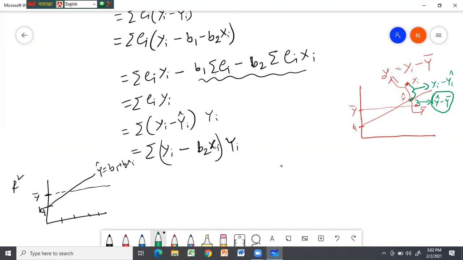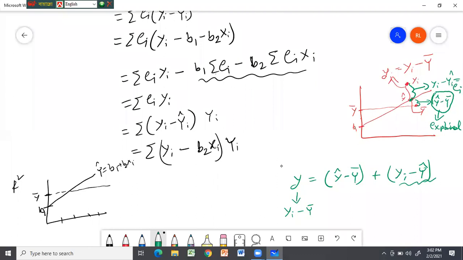From this portion, y hat minus y bar, this is the explained portion. And yi minus y hat, this is the unexplained portion, followed by ei. So here small y, you have yi minus y bar, which equals your explained portion, y hat minus y bar, plus your unexplained portion, yi minus y hat. This is the unexplained portion, the second portion.